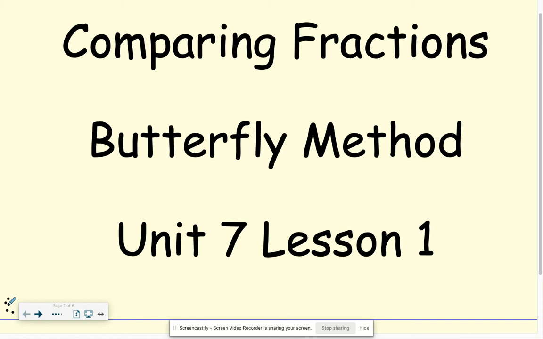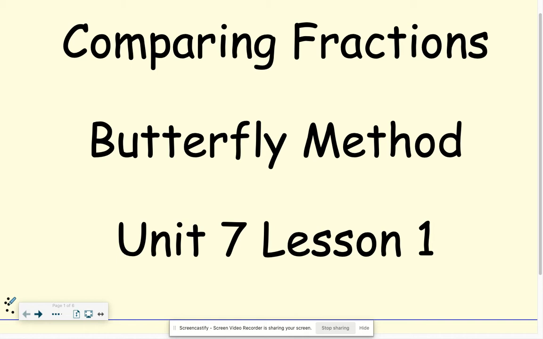Hello, and welcome to Comparing Fractions Using the Butterfly Method. This goes with Unit 7, Lesson 1. Also, in this unit, we're going to be working on ordering fractions. In order to order them, you do need to know how to compare them, which one's bigger, which one's smaller.